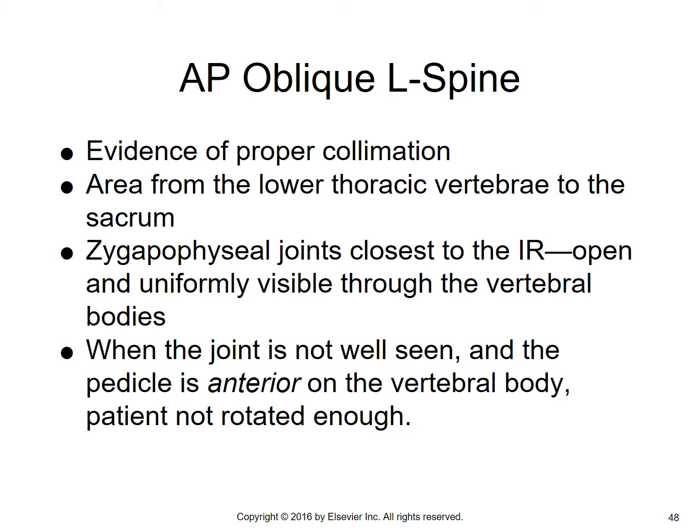When the joint is not well seen and the pedicle is anterior on the vertebral body, you look at the body, which is that kind of rectangle square, and if you notice that the pedicle, which should be right in the middle, is a little bit anterior, the patient wasn't rotated enough. So you can go back and correct that error.